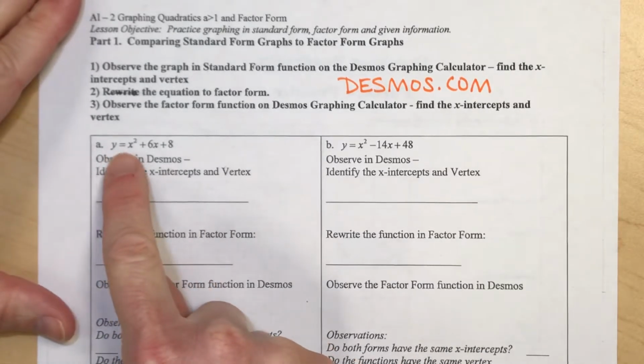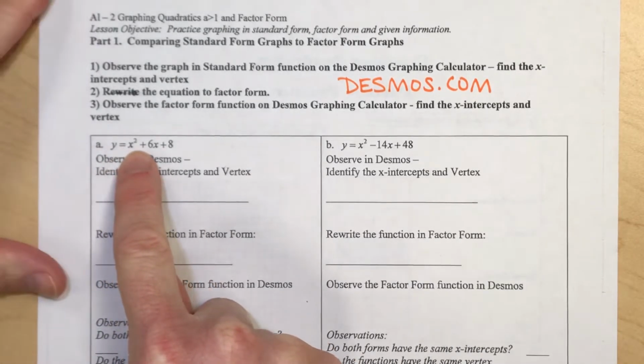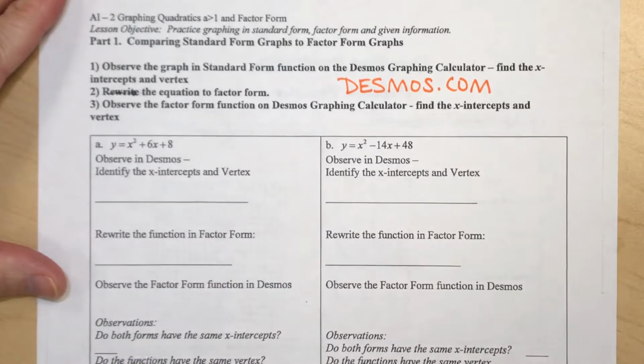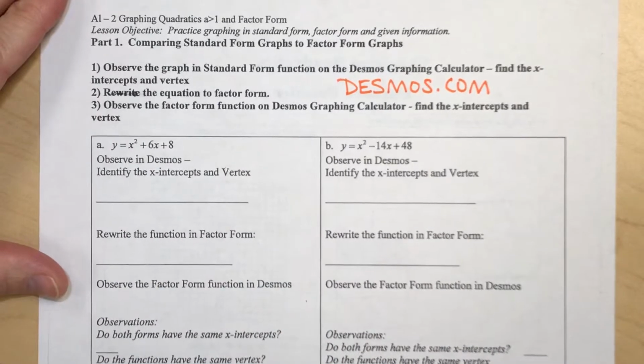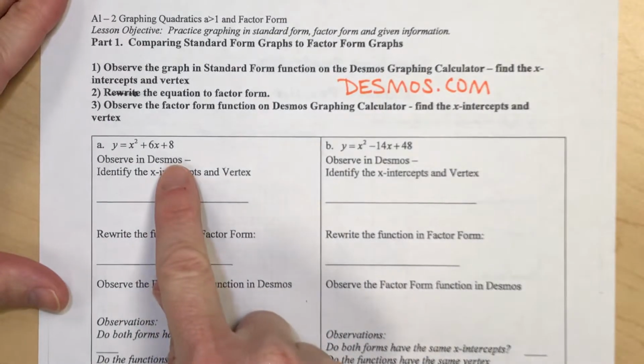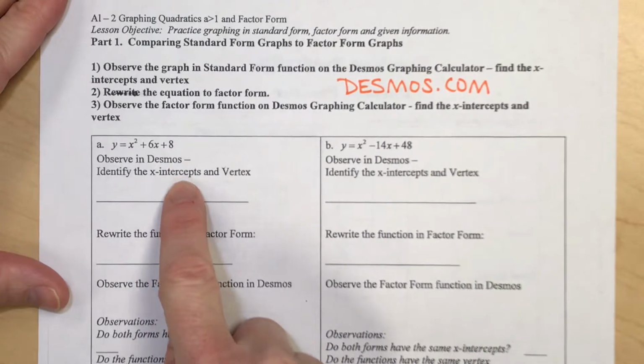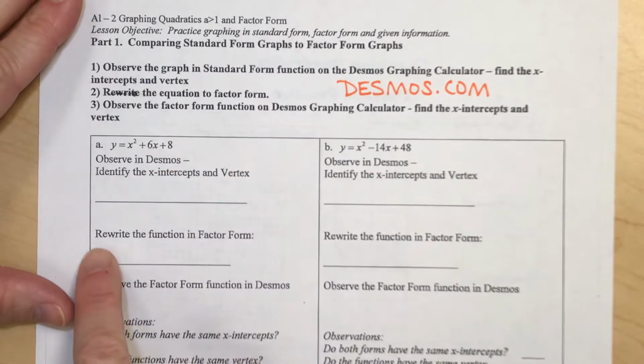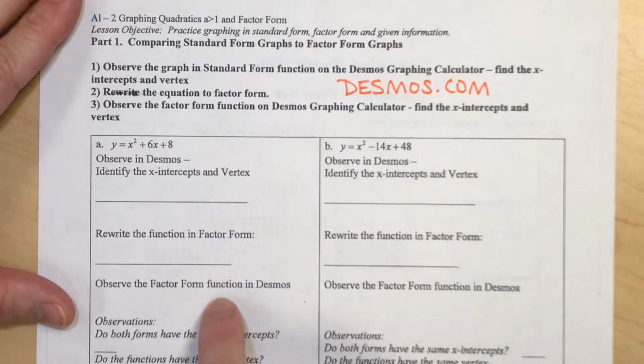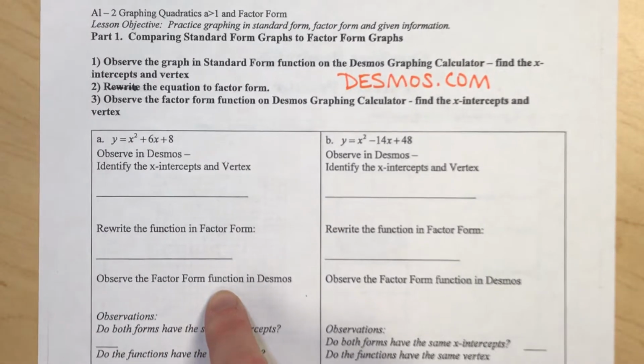But here I want to tell you what function we're going to do first. It's y equals x squared plus 6x plus 8. I'm going to go online on Desmos, and we're going to identify the x-intercepts and the vertex. Then we're going to factor this function and observe the same function in Desmos side by side. Okay, so here I'm going to bring you to my computer screen.